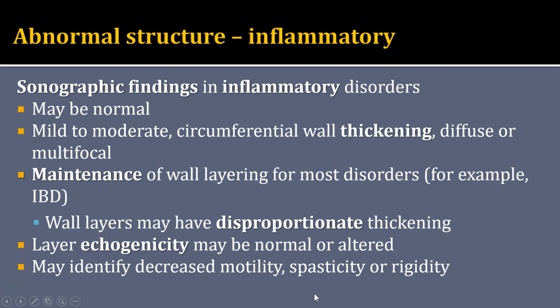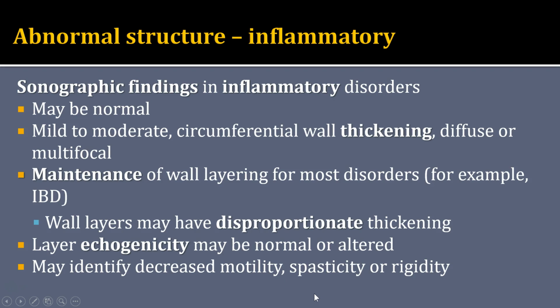Sonographic findings in inflammatory disorders can vary, and sometimes patients with a process such as IBD or maybe even enteritis from hemorrhagic gastroenteritis or dietary indiscretion may have completely normal appearing intestinal walls. However, some patients may have mild or moderate circumferential wall thickening. That thickening can be diffuse or multifocal depending upon the process. I want you to consider that the majority of the time these inflammatory disorders maintain wall layering, so we should still be able to see the wall layers.